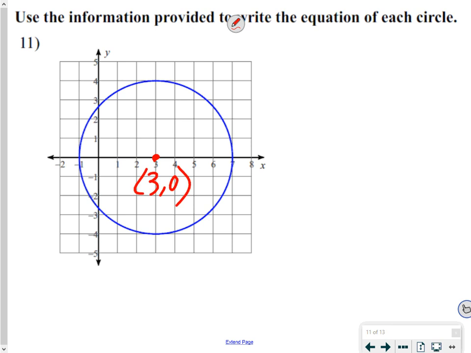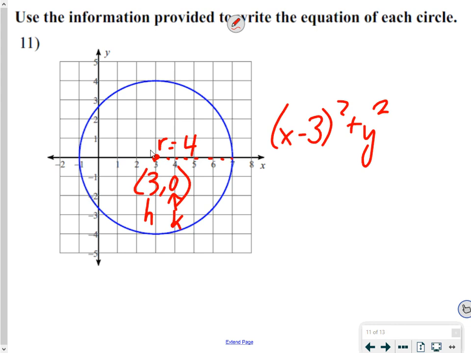All right, the radius is the distance between the center point and any point on the circle. That's 4. All right, so now we've got the radius and the center. We can write this equation. That's going to be x minus the x value of the center, so x minus 3 squared, plus y minus the y value. Okay, well, the y value is 0. All right, so we don't need to subtract anything. We can just write plus y squared equals the radius squared. All right, the radius is 4, so 4 squared will be 16.